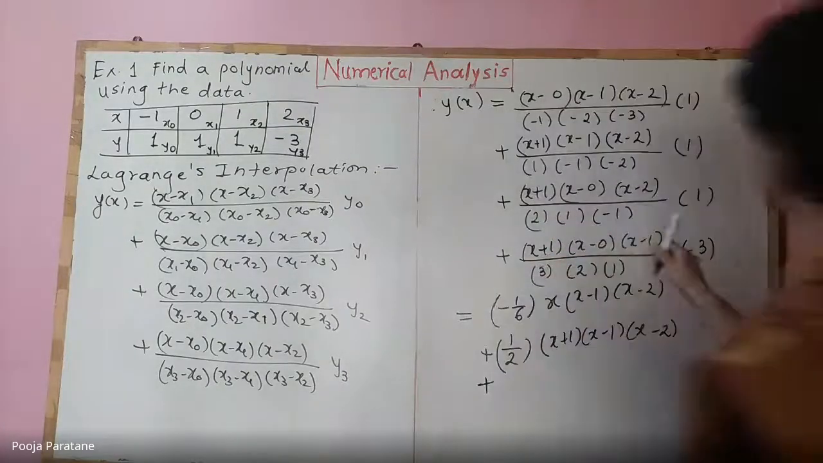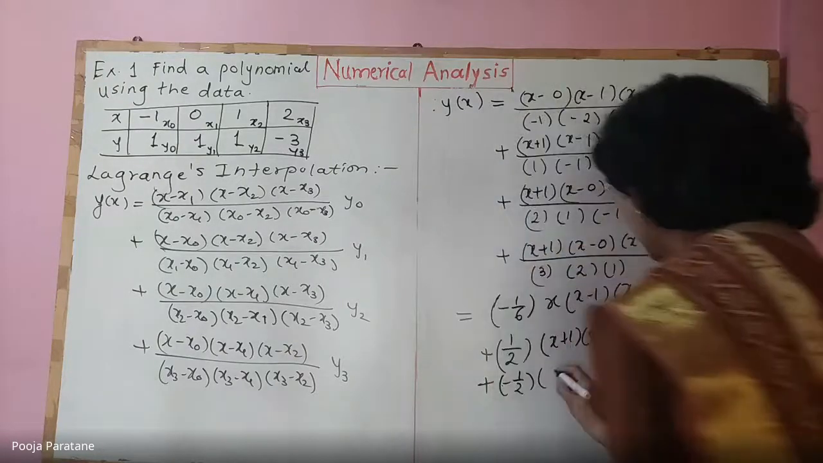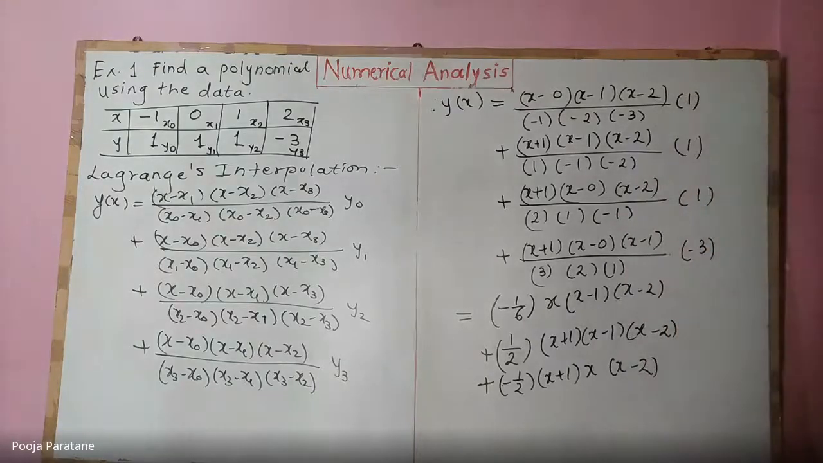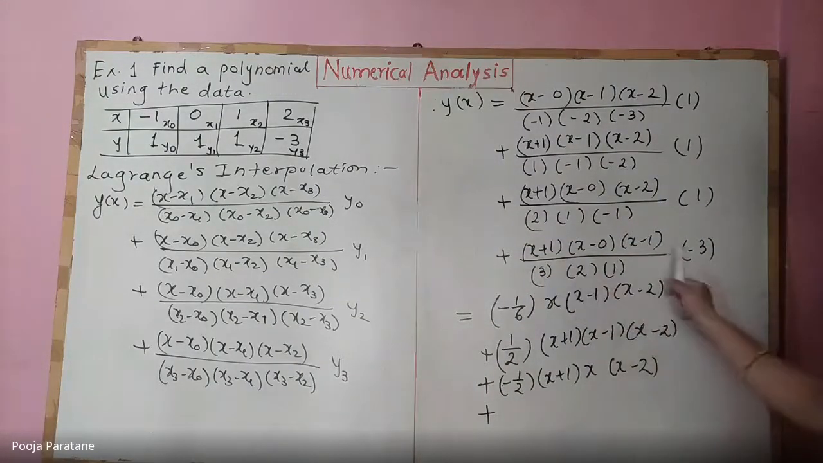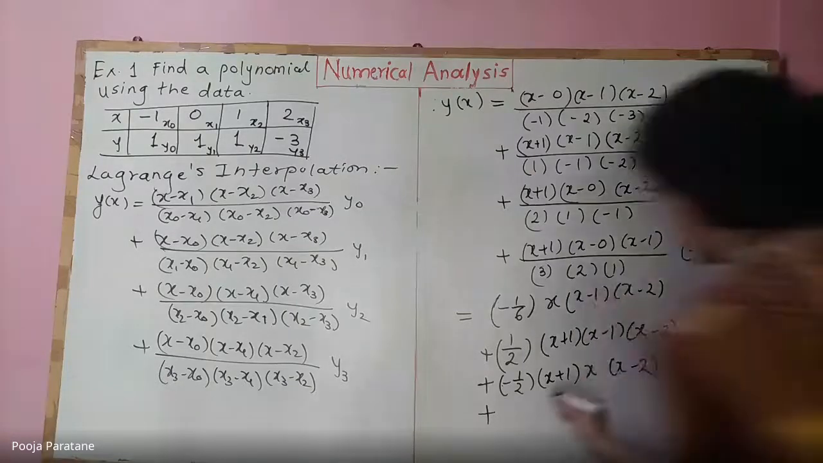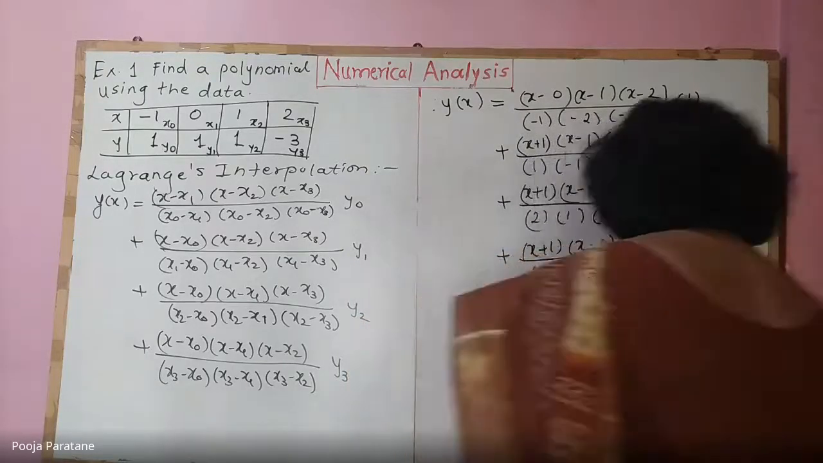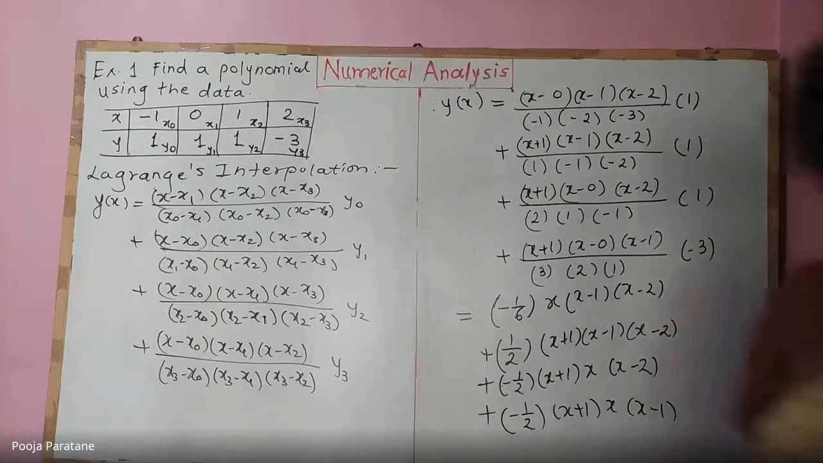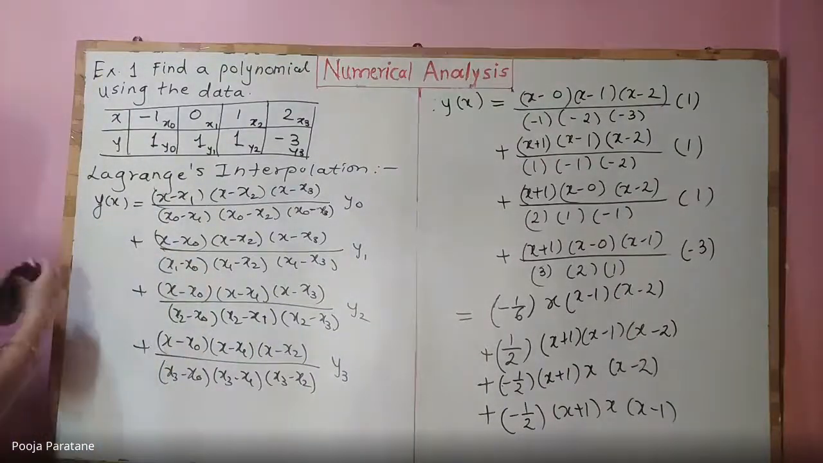Next term. Here it is minus, so it is minus 2 and it is minus 1 upon 2. The terms are x plus 1, x and x minus 2. And the last term, again minus 3 and this 3. So the sign is minus for the ratio, but 3 will get cancelled and it is minus 1 upon 2. So here x plus 1, x and x minus 1. Now, we will multiply two brackets of each term and then we will collect the coefficients of the powers of x. Let me rub this.